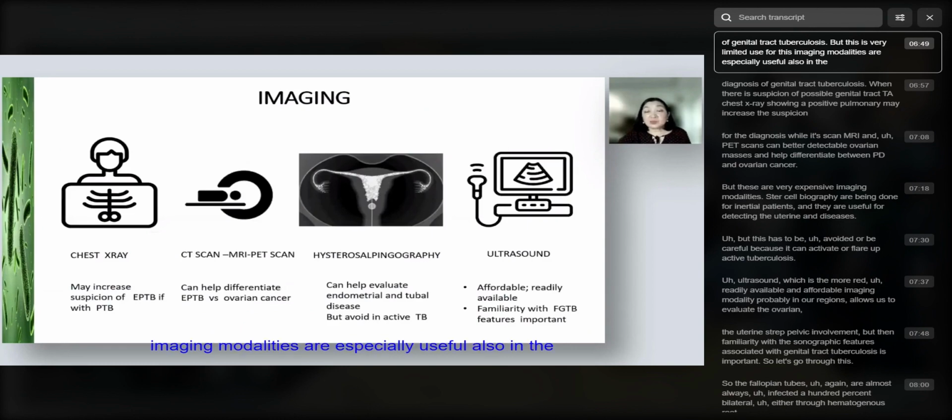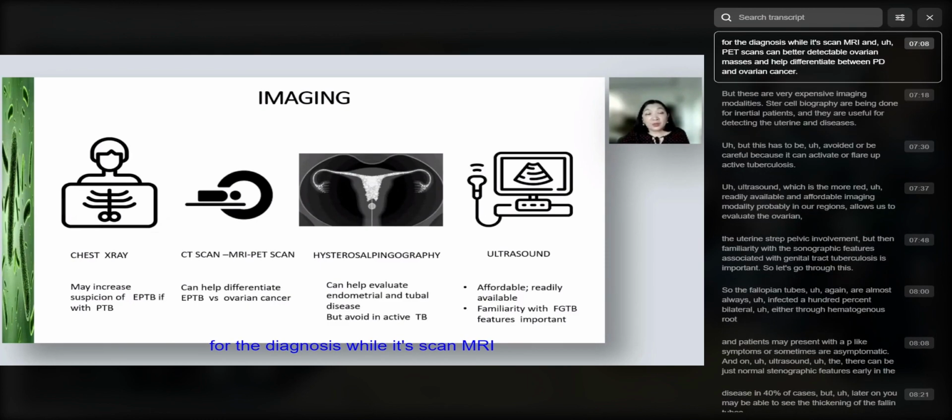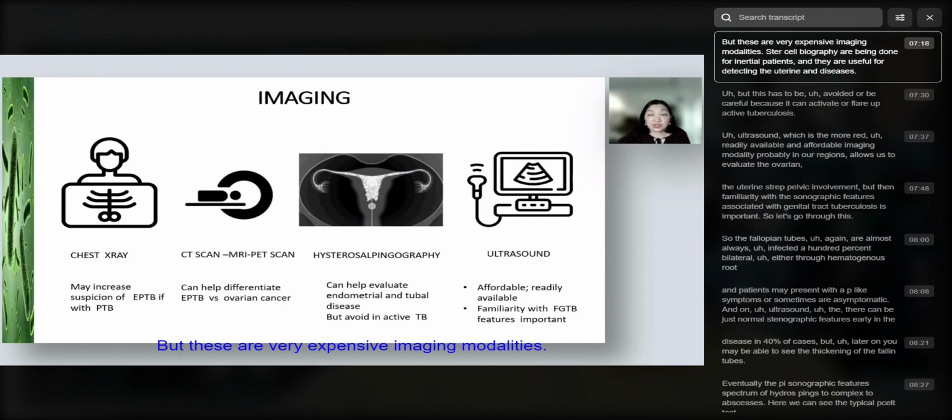Imaging modalities are especially useful also in the diagnosis of female genital tract tuberculosis. When there is suspicion of possible genital tract TB, a chest X-ray showing a positive pulmonary TB may increase the suspicion for the diagnosis, while CT scan, MRI, and PET scans can better detect tubo-ovarian masses and help differentiate between TB and ovarian cancer, but these are very expensive imaging modalities.